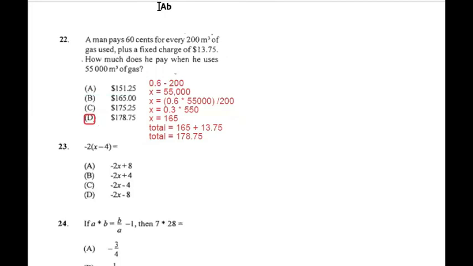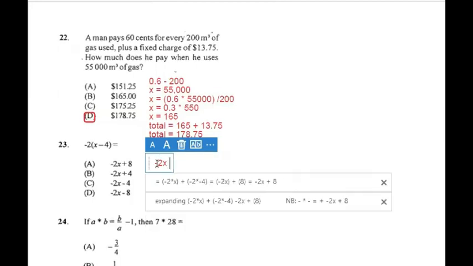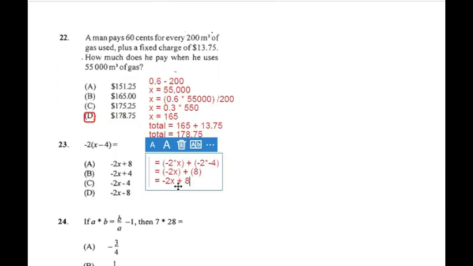So 23. -2 multiplied by this bracket of x minus 4. So -2 multiplied by x will give us -2x, and -2 multiplied by -4 will give us a positive 8. Remember, negative times a negative gives you a positive. So our answer is -2x plus 8. So our answer for 23 is A.